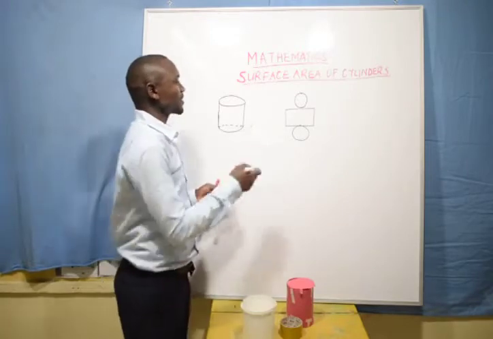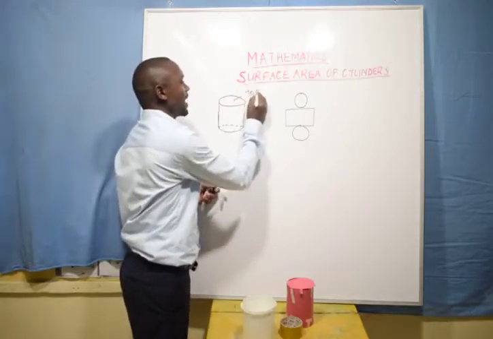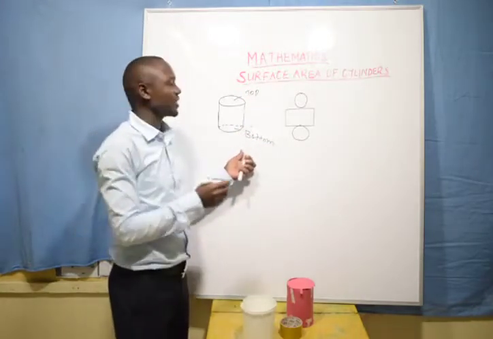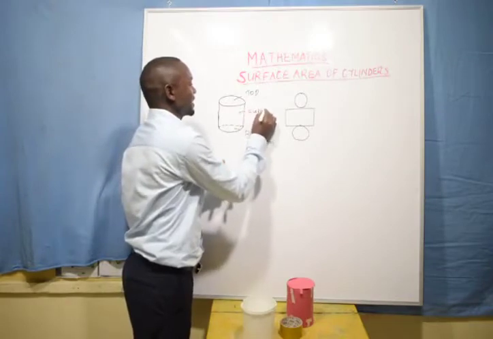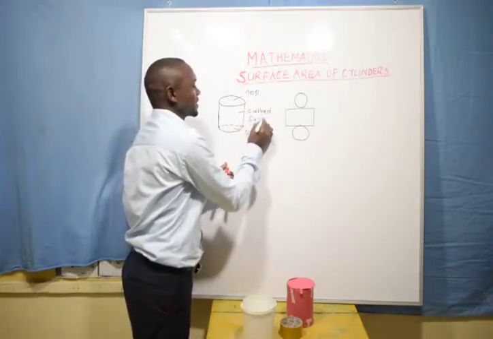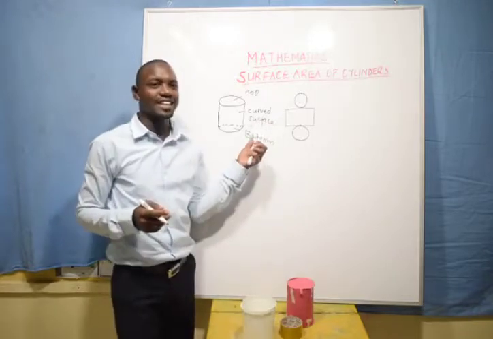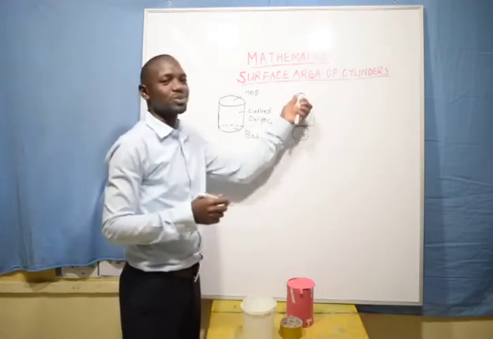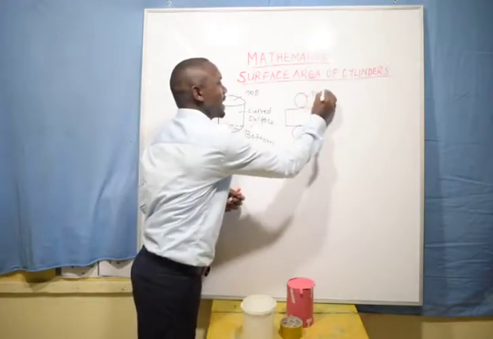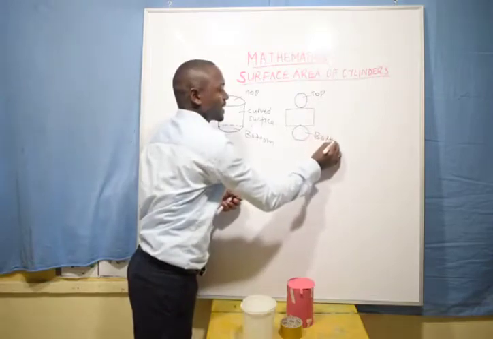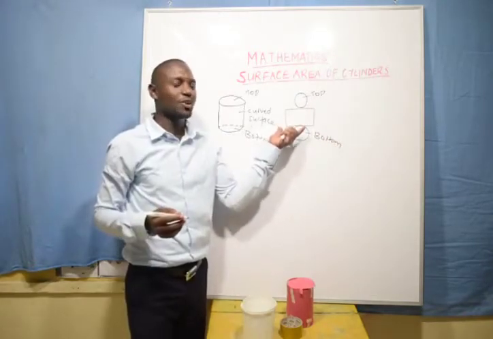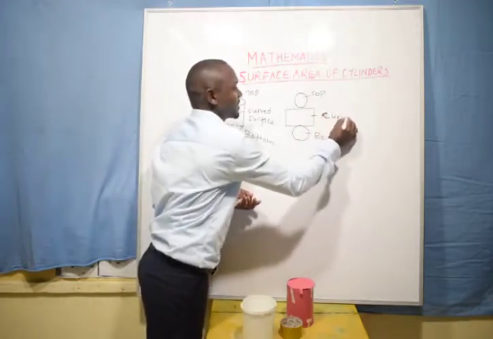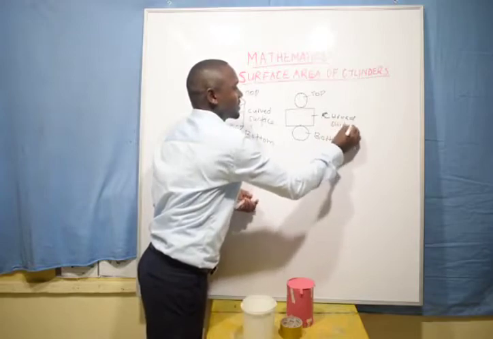It has two circular parts, that is the top and the bottom, and it also has the curved surface. Now, when a cylinder is cut across, we have the two circular parts, that is the circular top and the circular bottom, and the curved surface. Once opened, it forms a rectangular shape. So this is the curved surface.